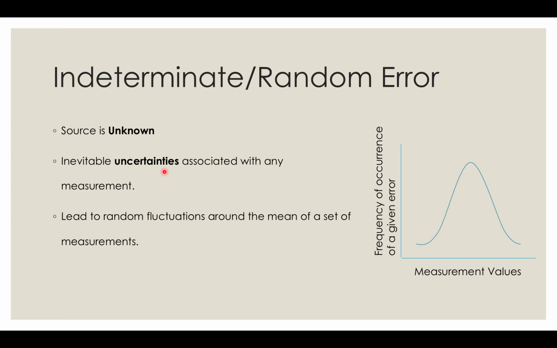These are inevitable uncertainties associated with any measurement. Any kind of measurement, these errors are inevitable. They definitely will come because we don't know the source. They lead to random fluctuation around the mean of a set of measurements. You might have seen this whenever you do a set of measurements, like in physical chemistry. I don't know whether you have done it or not, probably you'll be doing this year. When you do any kind of physical measurements, you will see that the same measurement gives values that fluctuate around a mean value.